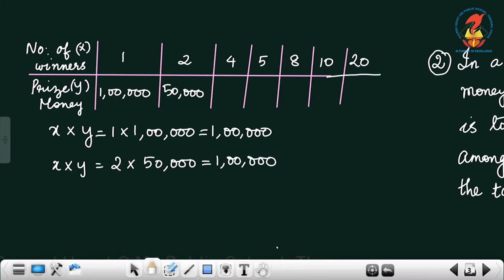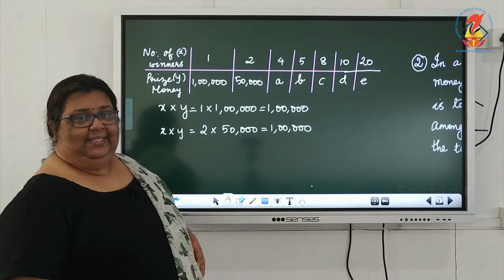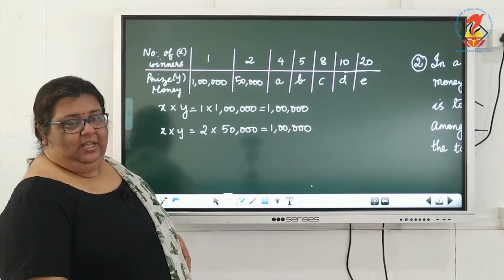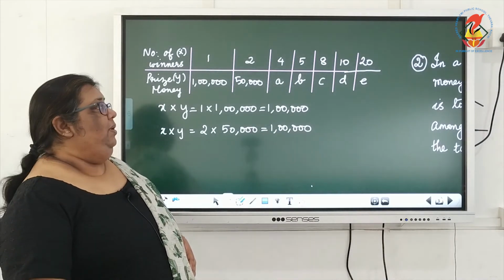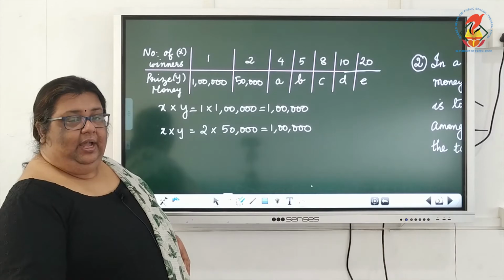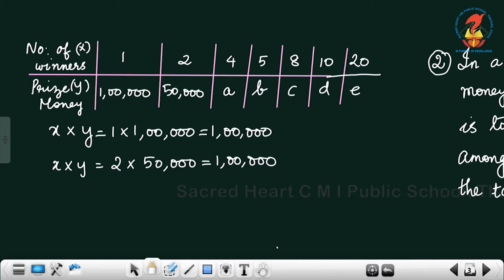So what will be the total prize money? 1 lakh. Now when there are 4 winners, what will be the prize money? We don't know. We are going to take it as A. If there are 5 winners, what will be the prize money? If there are 8 winners, what will be the prize money? 10 winners, 20 winners. How much prize money will each person get? I hope the question is clear to you.